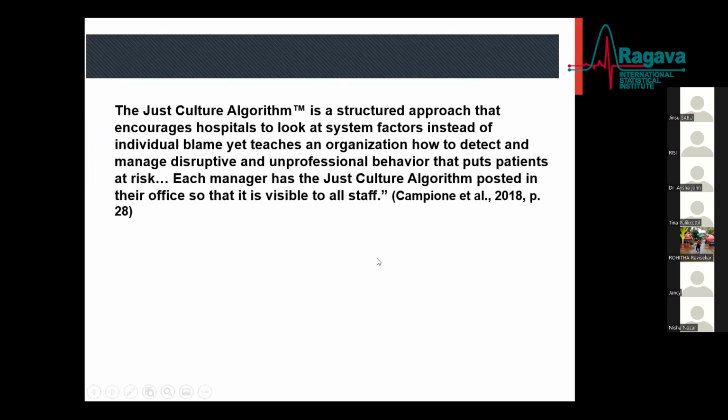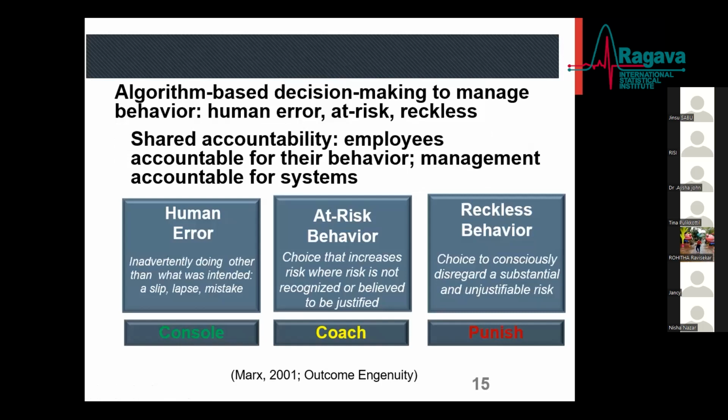So there is a just culture algorithm. It is a structured approach that encourages hospitals to look at the system factors instead of individual blame. It teaches an organization how to detect and manage disruptive and unprofessional behavior that puts patients at risk. Each manager having a just culture algorithm posted in their office is also being recommended. This is the algorithm based on decision making, how to manage behavior: human error, at risk and reckless.